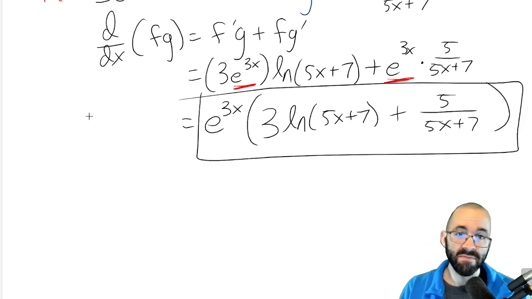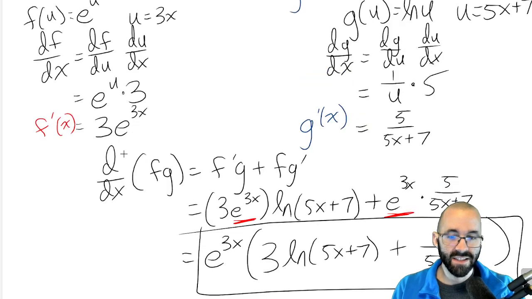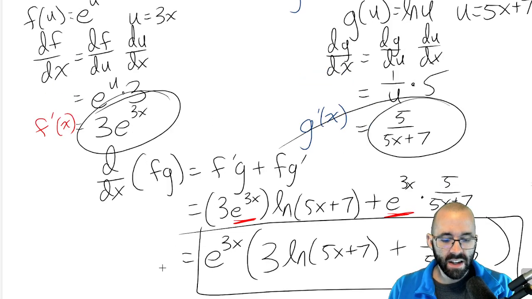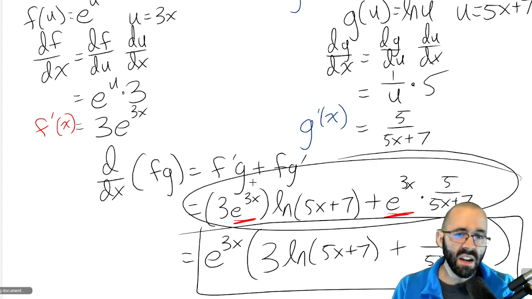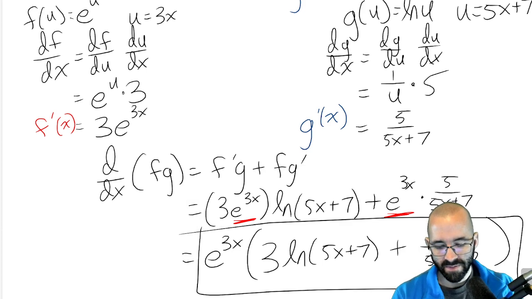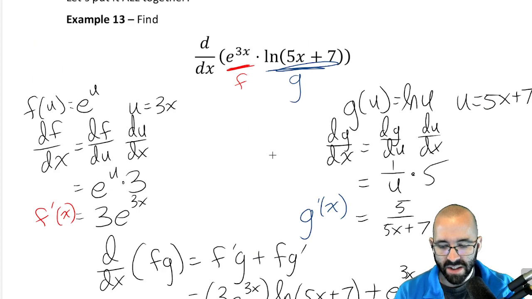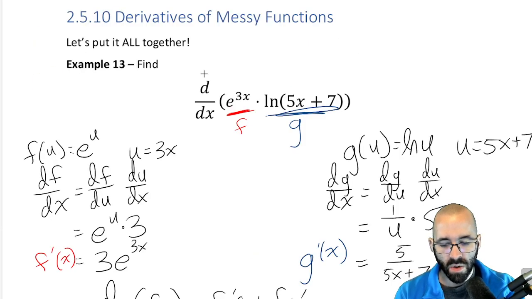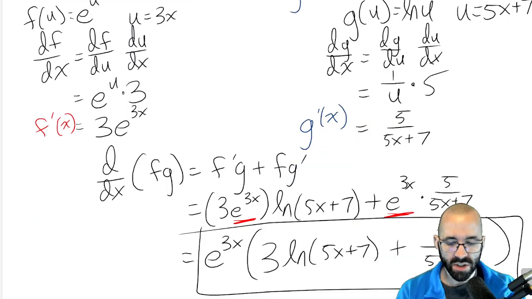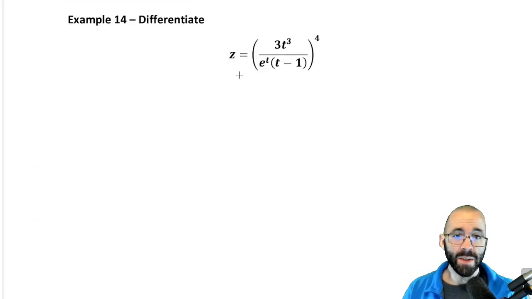If you can get here, that's fantastic. If you can get here and here, that's most of the points. And if you can get to here, that's probably going to be all the points. Let me know if you have any questions about this. That's how we can take the derivative of one messy function. You want to do some more?